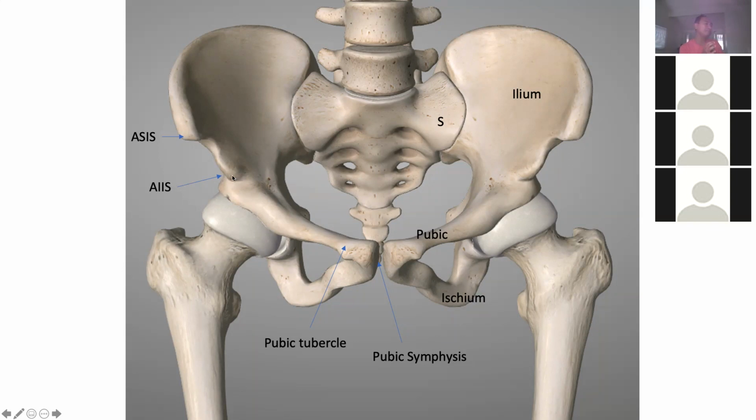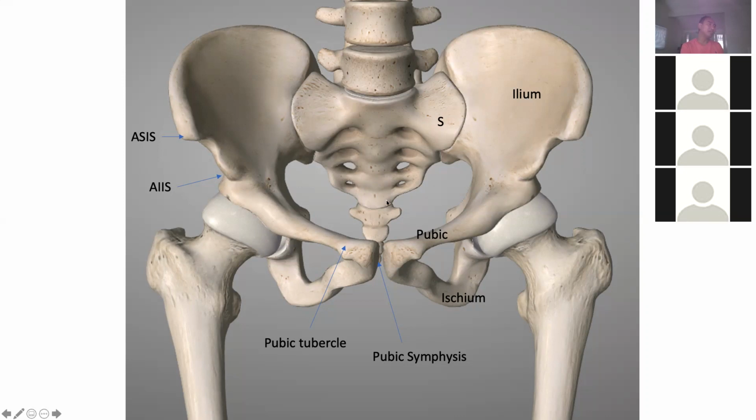So these are the anterior superior iliac spine and anterior inferior iliac spine. Iliac crest, ilium, and this is the sacrum, you know that. And the junction between the sacrum and ilium is called the sacroiliac joint. Of course, two bones meet. That is what we call the sacroiliac joint.